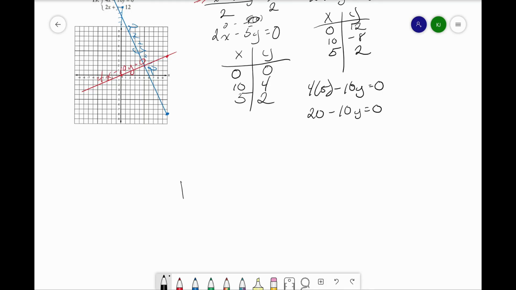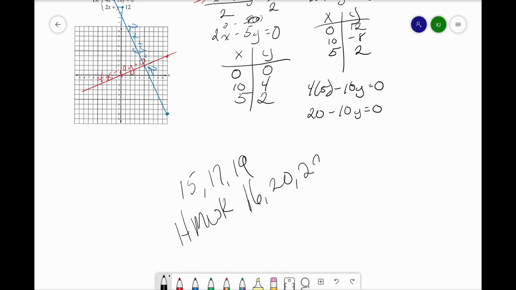So that's basically what you're going to do for your assignments today. So for classwork, you have 15, 17, and 19, which we just did. And for homework, you have 16, 20, and 22. And that's the end of 11.4.